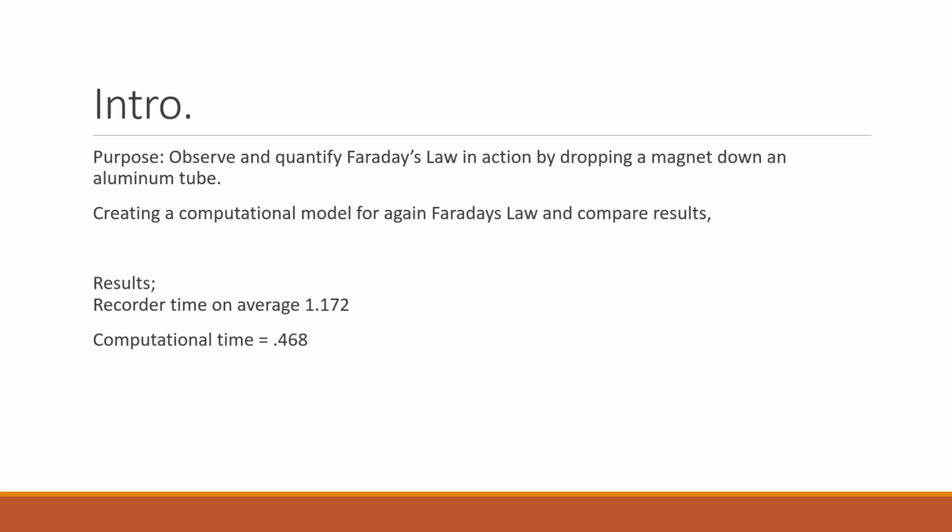The purpose of this experiment was to observe and quantify Faraday's law in action by dropping a magnet down an aluminium tube, and then creating a computational model for Faraday's law and comparing results between the actual experiment and the computational model. Our results were: recorded time on average was 1.172 seconds and computational time was 0.468 seconds.